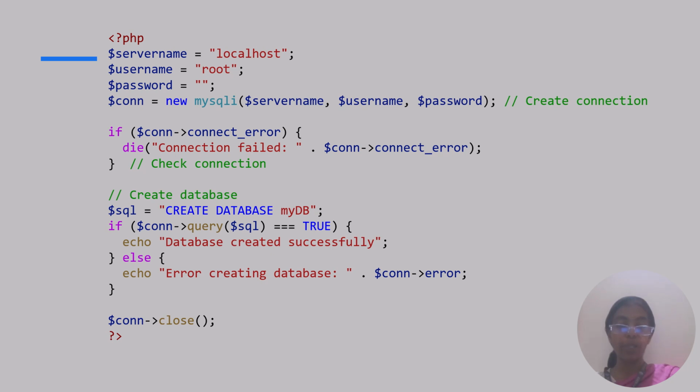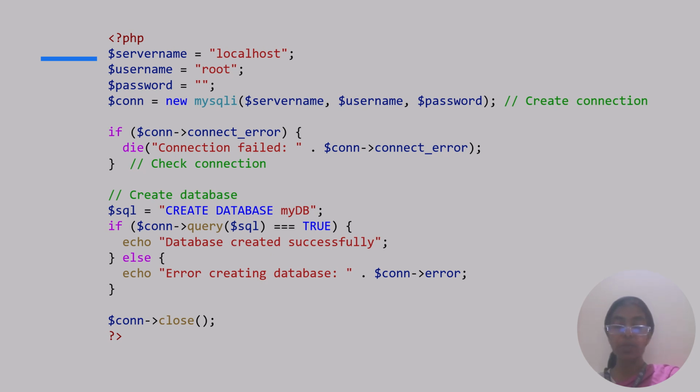If the connection points to the SQL query, then the SQL query will be executed. If it is successfully executed, then the database will be created successfully. If it is not able to execute, then there will be some error, so I will not be able to create the database. So this is a simple program to create your database using PHP in MySQL. And then always use connection close.